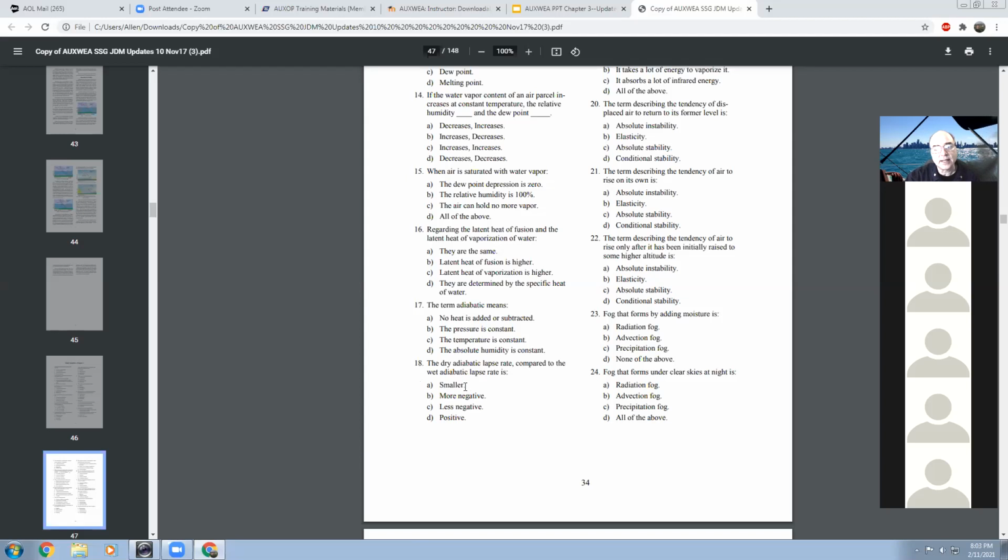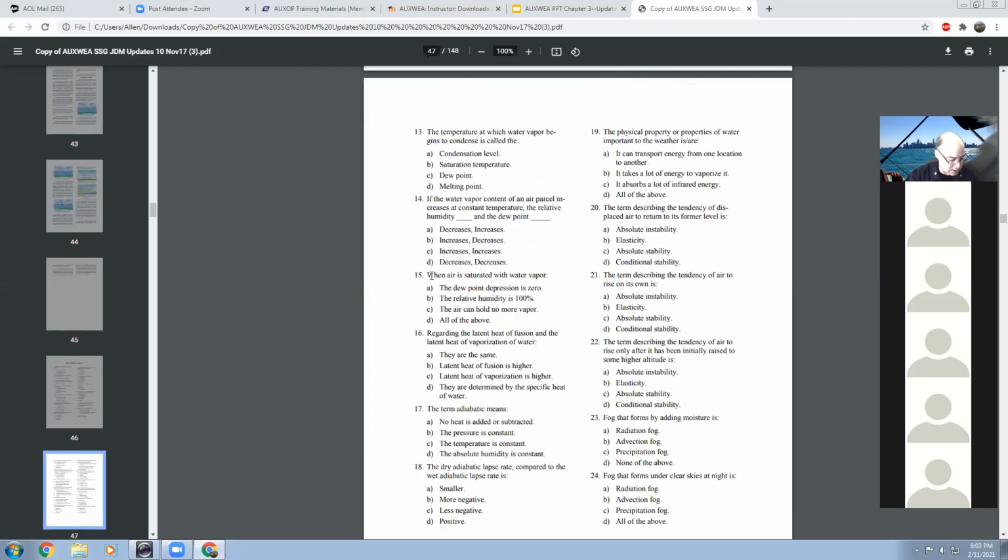Yeah, so watch out for the words here. It's not larger, it's more negative. That's a little tricky how they word that question. Thanks, Bill. Chris Strawman, number 19, the physical property or properties of water important to the weather is, or are? It would be D, all of the above. Very good, correct.